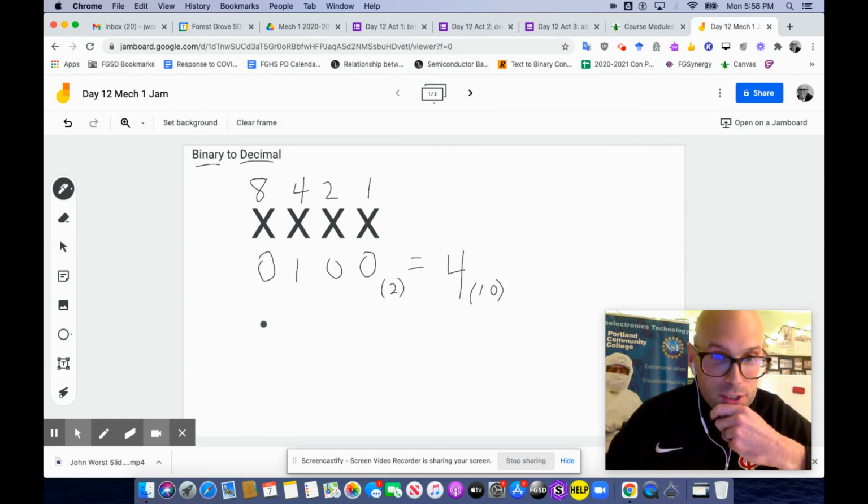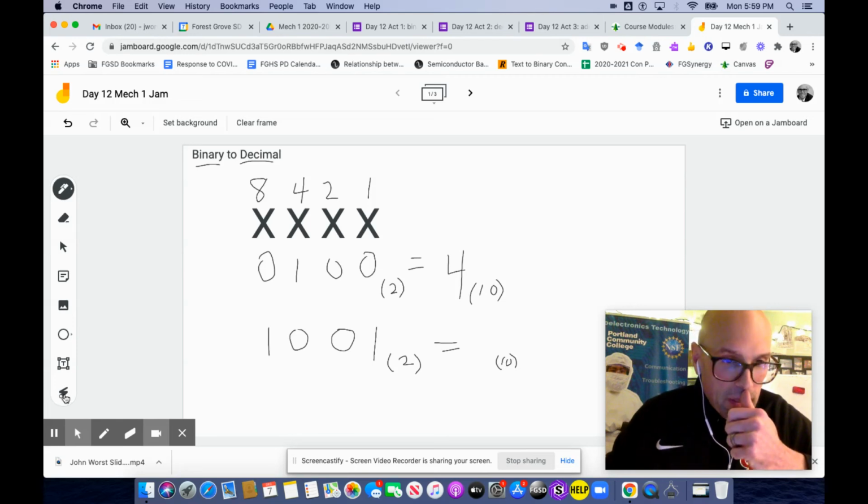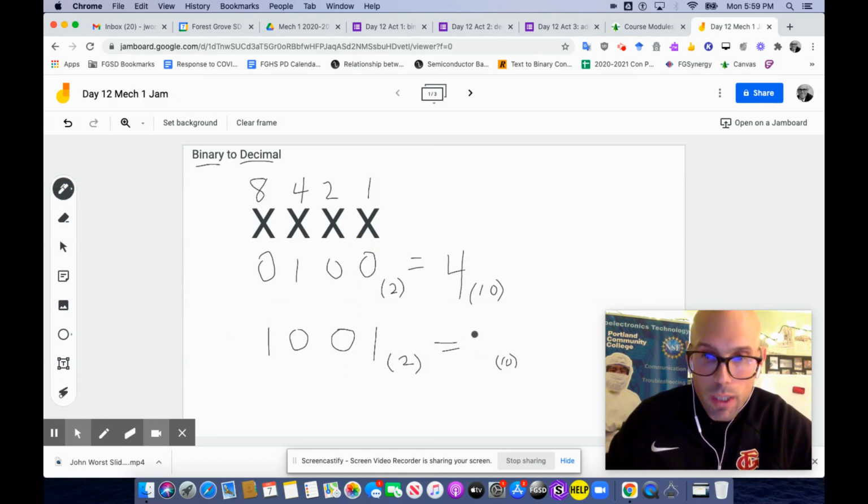Okay, you're going to do a bunch of calculations like that. Where it gets tricky is when you add bits together. So for example, if you have 1, 0, 0, 1 in binary, what is that in decimal? Base 10. Okay, so let's use the laser tool. The 8-bit is turned on and the first bit, bit 1. So the bit that's worth 8 is on and the bit that's worth 1 is on. So 8 plus 1 is 9.